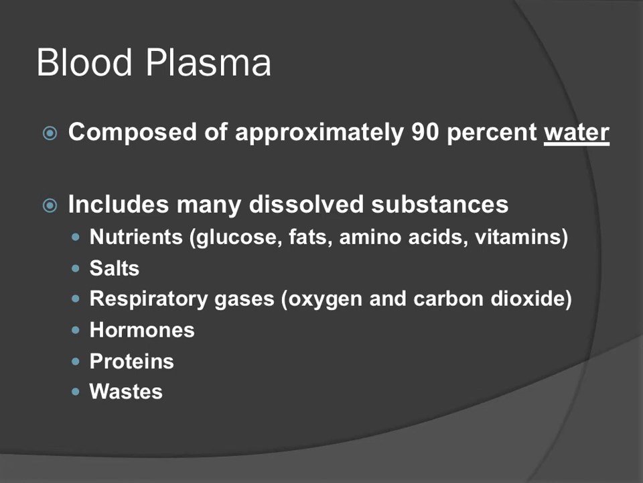Plasma is used to treat bleeding disorders where the patient is unable to clot. It can treat immune deficiency disorders in patients who do not respond to antibiotics, lung diseases, liver diseases, and burn victims by providing albumin. It also treats rabies, tetanus, dialysis patients, organ transplant recipients, and pregnant women with Rh incompatibility. So plasma is very important. It includes many dissolved substances: nutrients, salts, respiratory gases, hormones, proteins, and waste.